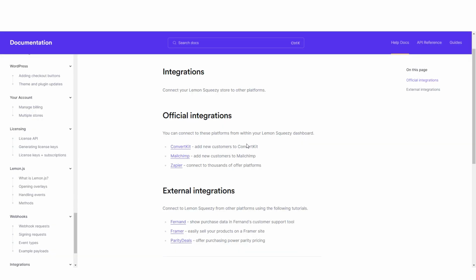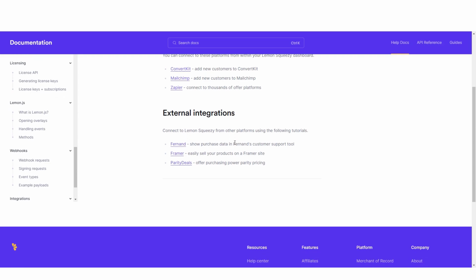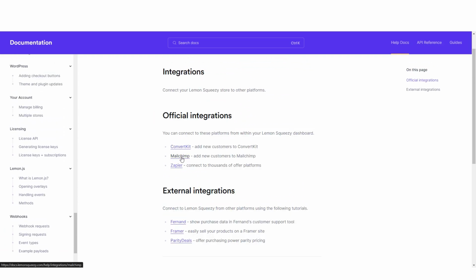LemonSqueezy may have a smaller ecosystem of integrations compared to Stripe, given its relative newcomer status in the market. While LemonSqueezy may offer integrations with key platforms and tools, businesses should assess whether its integration options meet their specific needs and requirements. As LemonSqueezy continues to grow and expand its ecosystem, it may become a more viable option for businesses seeking integrated payment solutions.